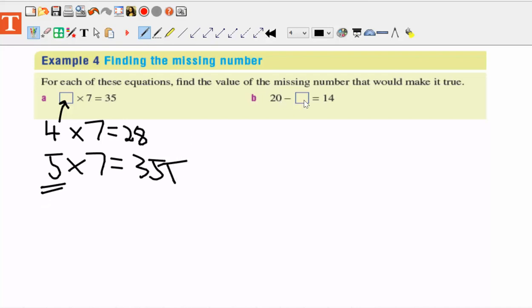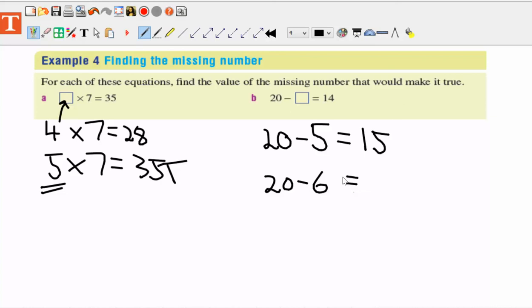Here, 20 minus something equals 14. Again, let's just try something easy. 20 minus 5 is 15. Oh, so close, I was one off. So if I'm one off, I've got to go one extra. 20 minus 6, did you like my acting then? I thought it was pretty good. 20 minus 6 equals 14. So my missing value is 6, and that makes that equation true.